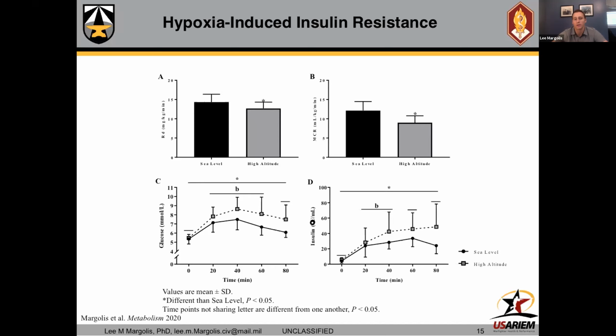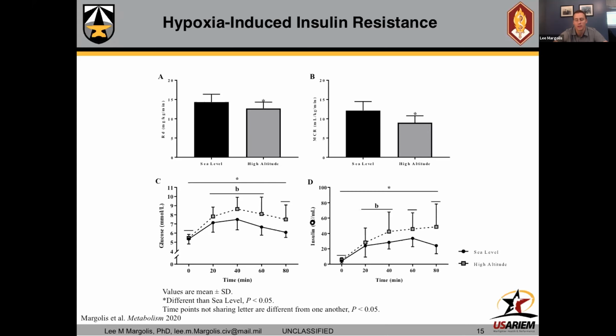Again, looking at markers of insulin resistance, we see evidence of hypoxia-induced declines in insulin sensitivity. Looking at the bottom two figures, the gray bars being high altitude and the black circles being sea level, we again see that there's an increase in glucose concentrations and insulin concentrations when consuming carbohydrate during exercise at high altitude compared to sea level conditions.